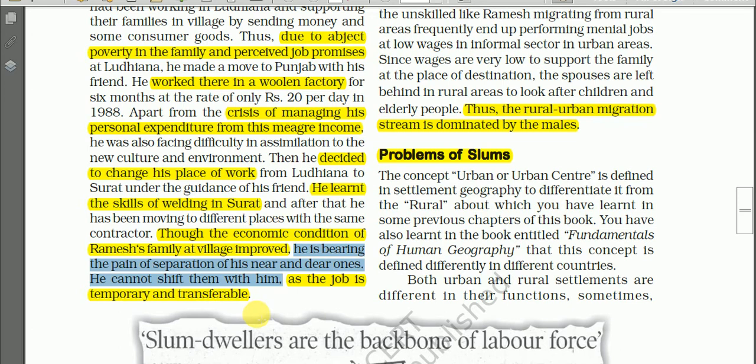Again, it tells these problems of rural to urban migration. Okay, the problems faced by the migrants. Because of the migration, the economic condition and the standard of living of Ramesh's family has improved, but again he is bearing some pain of separation from his wife, children, and family. Okay, father, mother. So he cannot bring his family to his place because his job is temporary and transferable. Okay, it can be changed frequently, and that is why he cannot shift all the family members to his workplace.